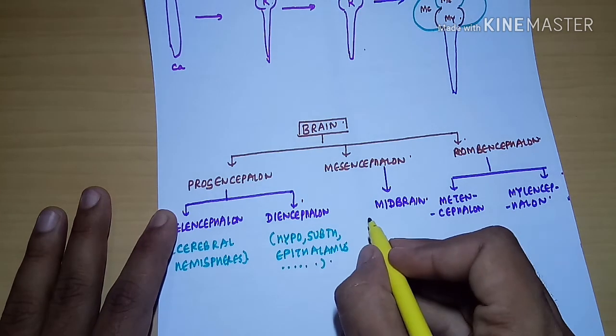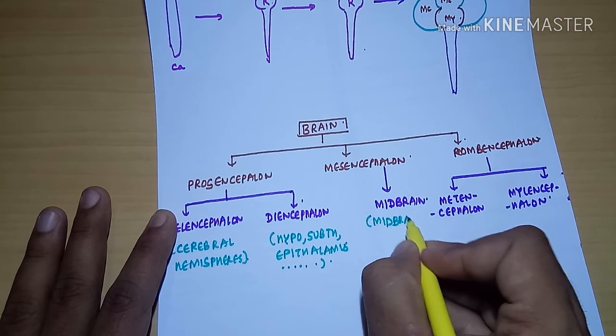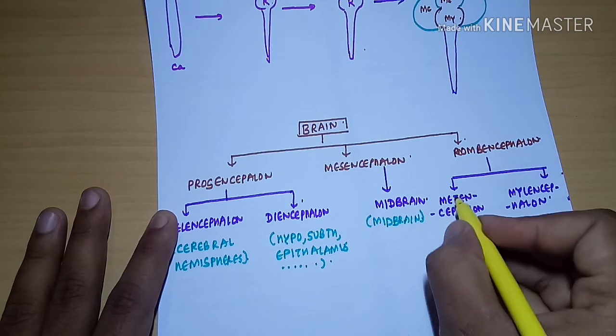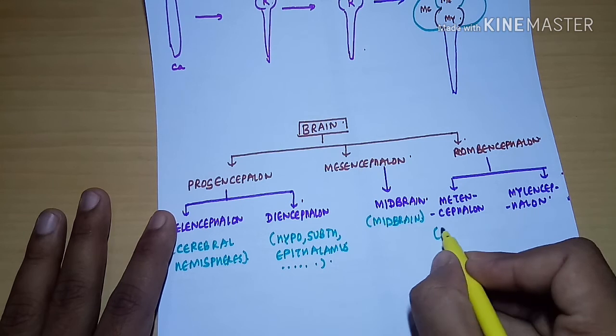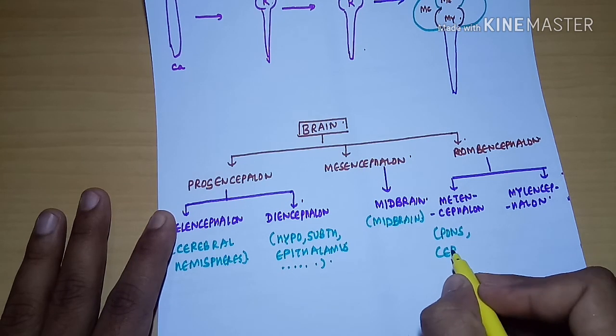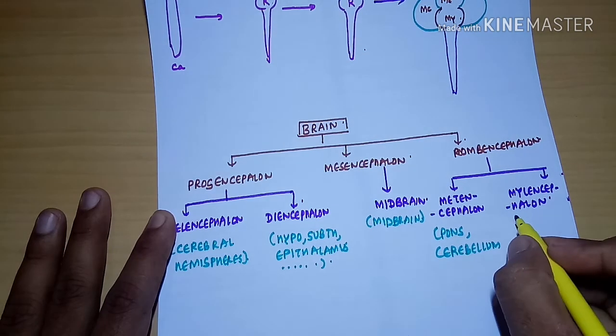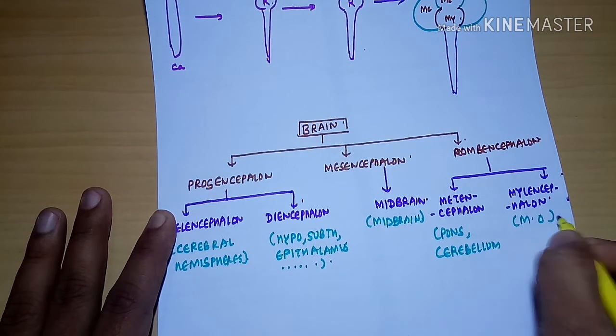From the midbrain or mesencephalon the midbrain is formed, and from the metencephalon the pons and cerebellum are formed. From the myelencephalon the medulla oblongata is formed.